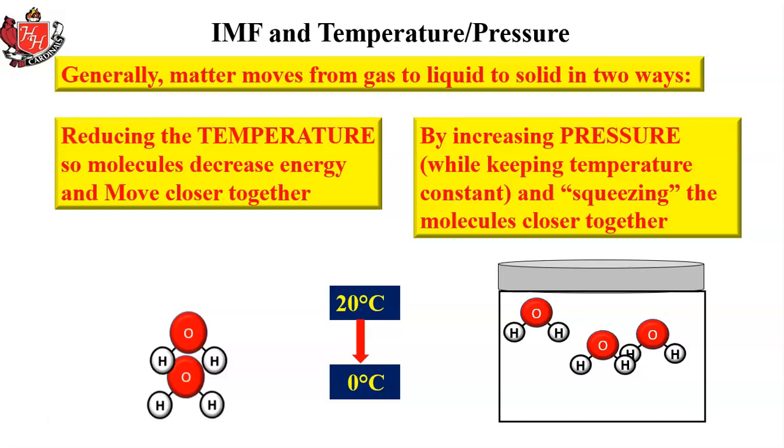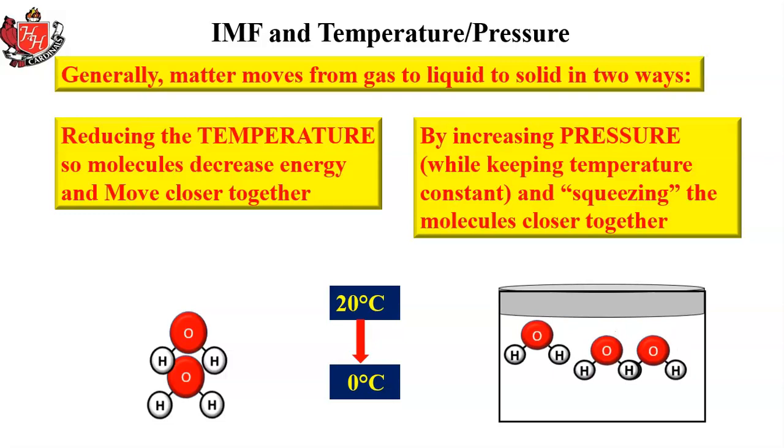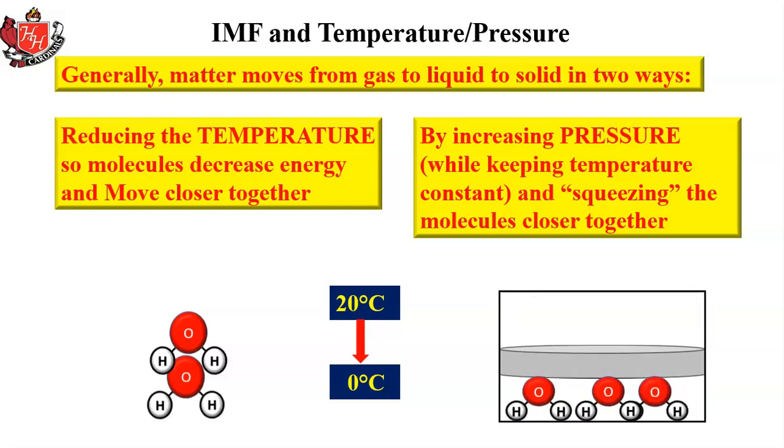The other way you can get molecules to go from gas to liquid to solid is by pushing them together, just by brute force, by increasing the pressure while keeping the temperature constant and squeezing the molecules closer together. So if we imagine the molecules in this container are a gas, they're floating around, you can simply push them down like that and literally squeeze them together by brute force to get them to come together into either a liquid or a solid.